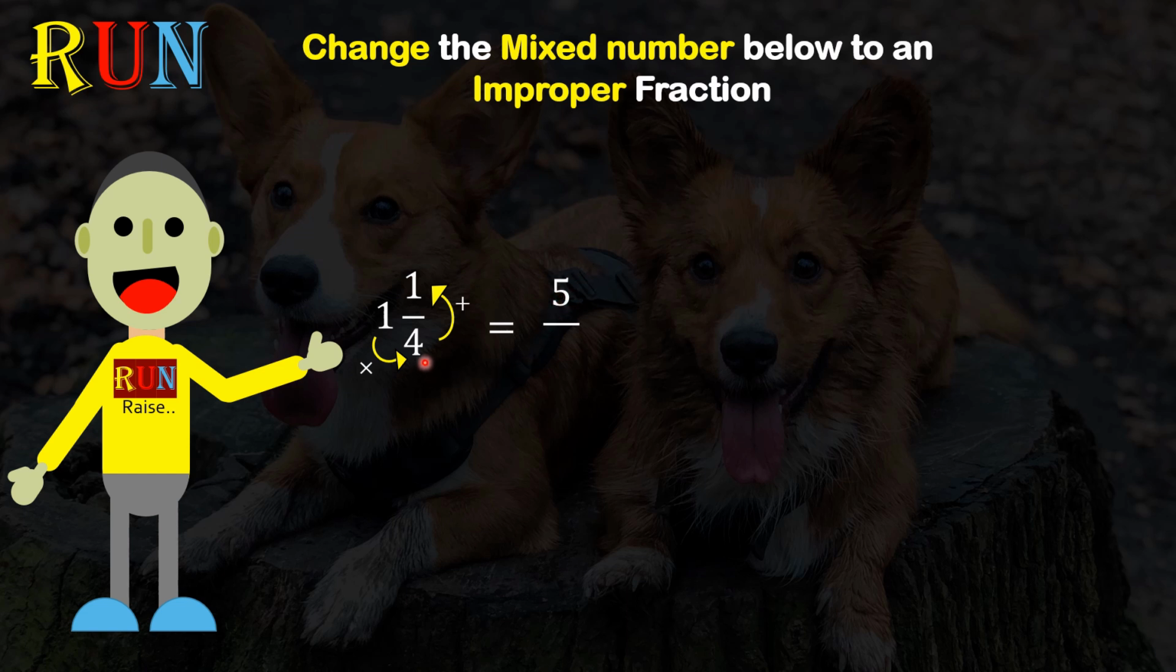Now the denominator always stays the same, so 4 is our denominator. And just like that, we have just changed this mixed number into an improper fraction.